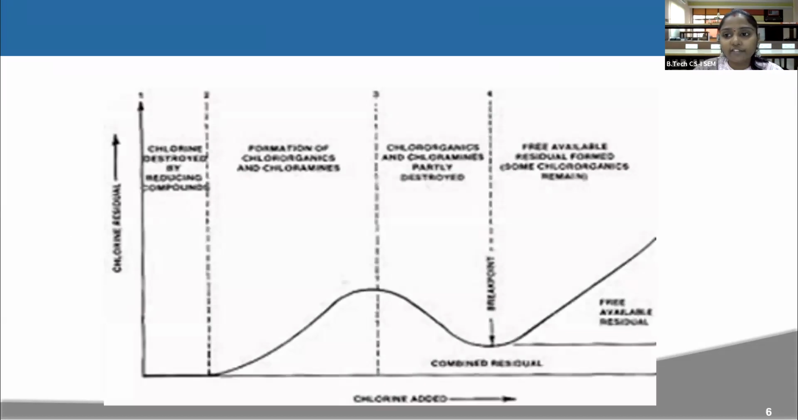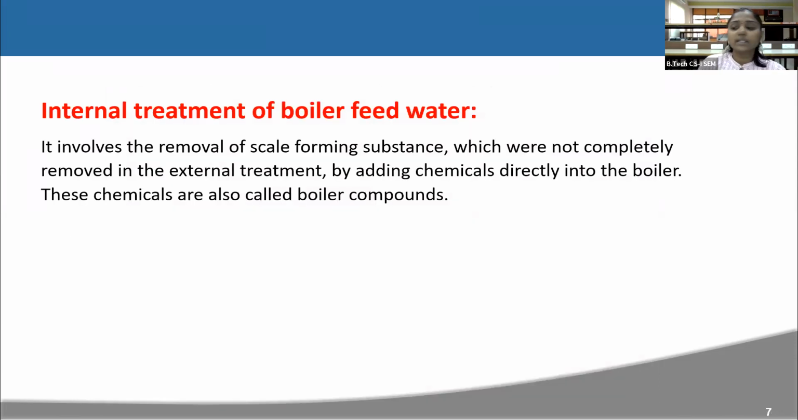So this is the graph for breakpoint of chlorination. This axis indicates residual chlorine and this axis indicates addition of chlorine. It is very important, the breakpoint of chlorination, and the graph is also very important.